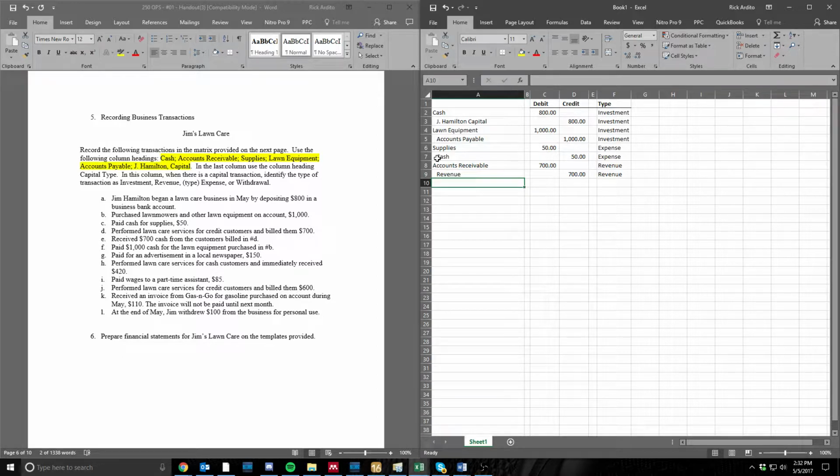Then in E, we received the cash that we were owed. So we're going to get some cash. We need to increase the cash account, which is an asset, right? The other thing we need to do is decrease this accounts receivable. I'm going to show you, we use this abbreviation for accounts receivable, A/R, and for accounts payable, we use the abbreviation A/P.